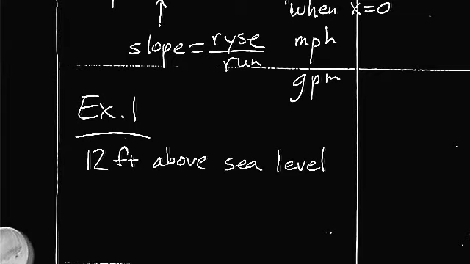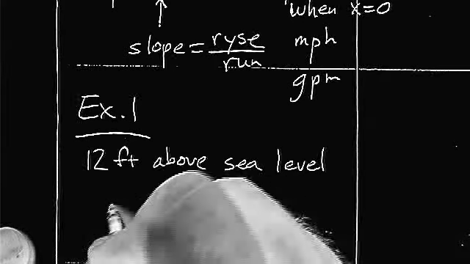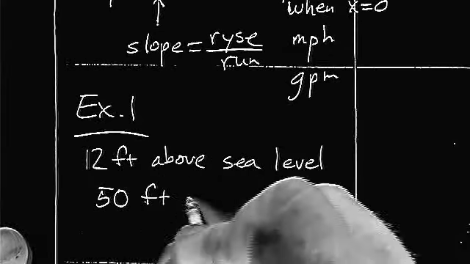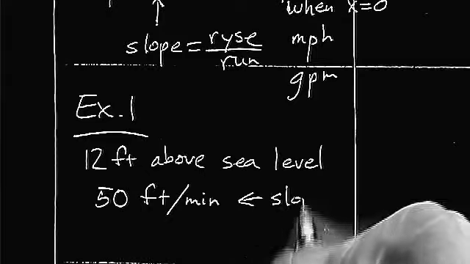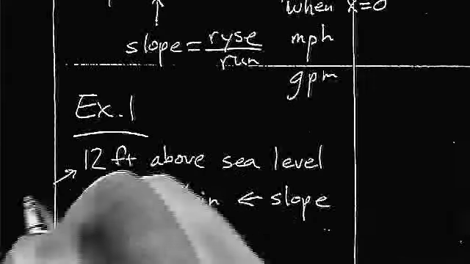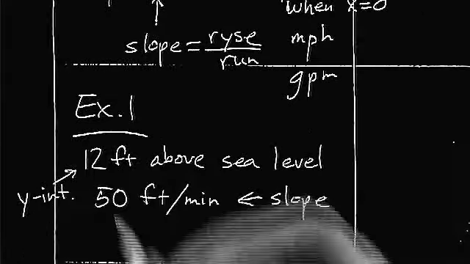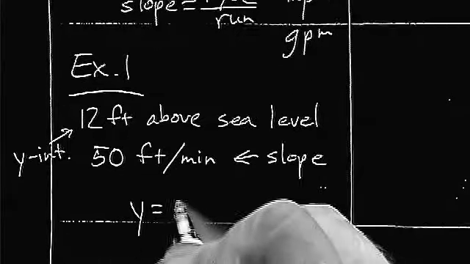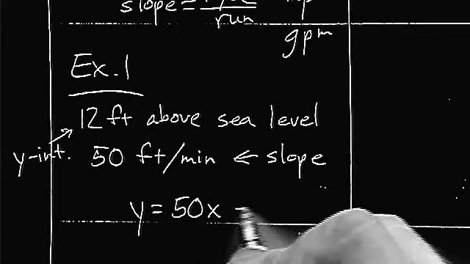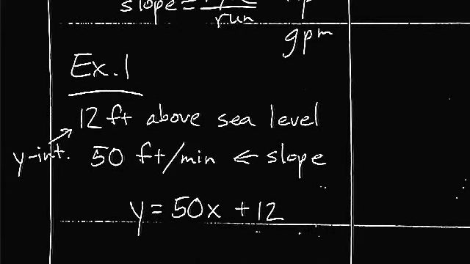A hot air balloon taking off from Jacksonville rises at 50 feet per minute. Ding, ding, ding, there's your slope. So they just handed me the slope, and this is the starting amount called the y-intercept. So we have everything we need in order to write an equation. There's the equation of our line.